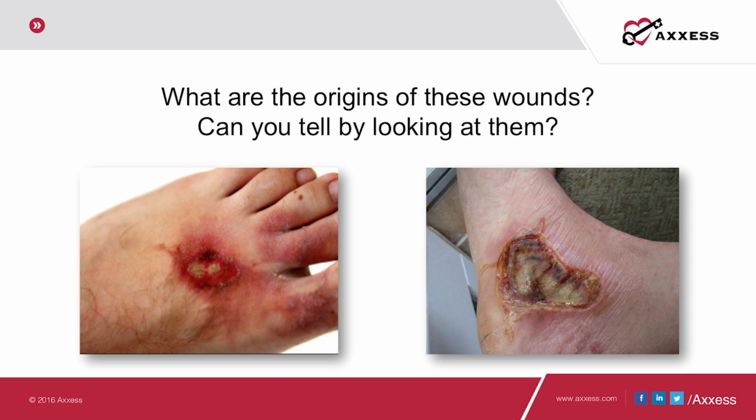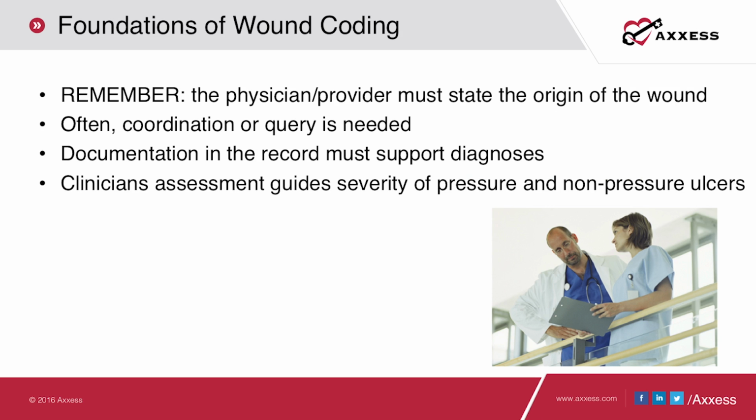The point I'm making is that we can't tell from just looking at a wound what happened to cause the wound. What is the origin? And I make that point to tell you this. One of the basic foundations of wound coding is to remember that the physician or the provider must state the origin of the wound. And often in home care, the coordination or query is needed in order to find that information, because quite often you'll see that the patient has a wound, but you won't be able to find necessarily in documentation what the origin of that wound is.